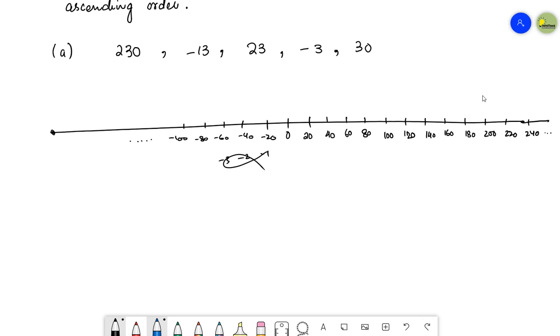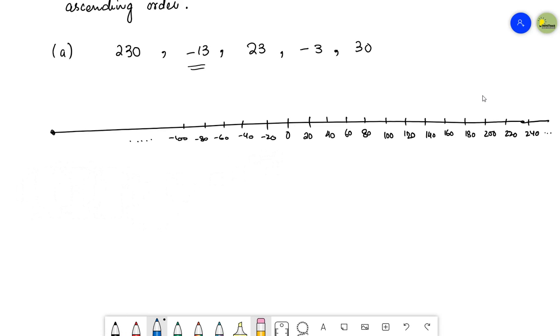You are not required to make a big number line on the left hand side or on the negative side. Why? Because the smallest value that you have is minus 13. And I know that minus 13 can be placed in between minus 20 and 0. So we don't need to extend the number line on the left hand side since we don't have a very small value.